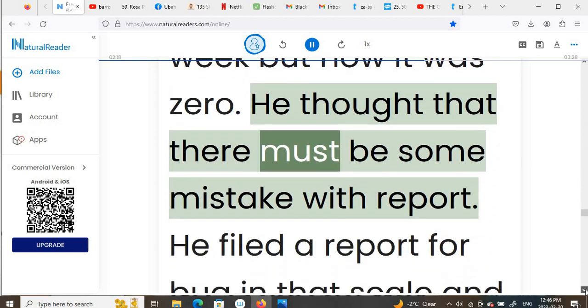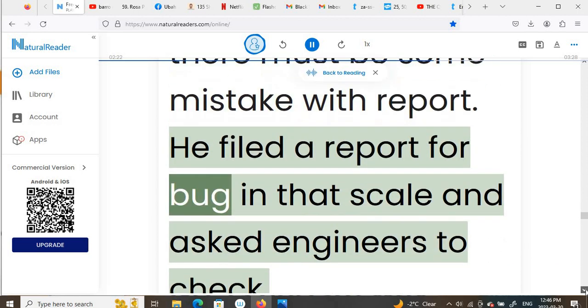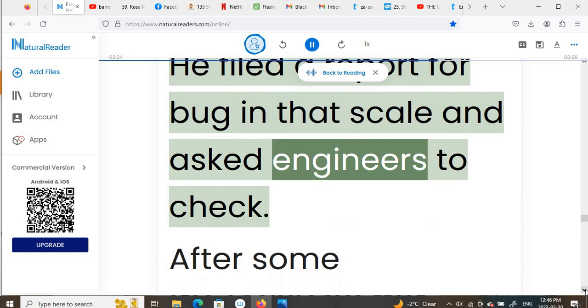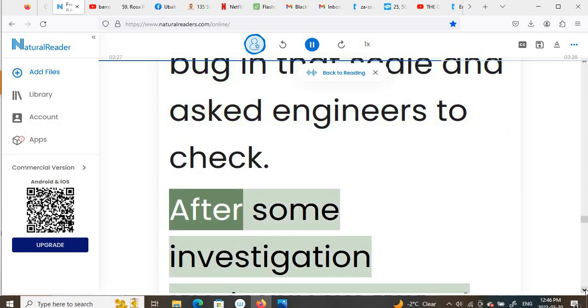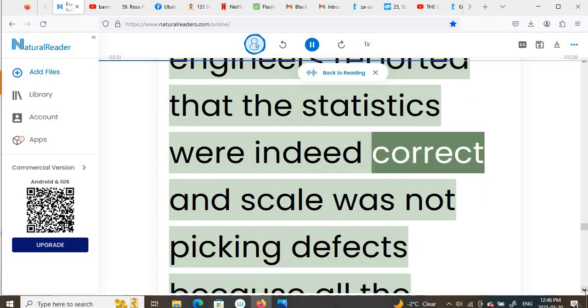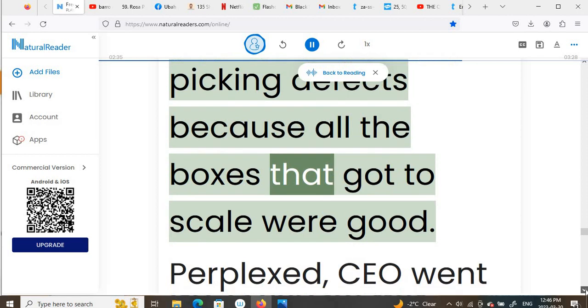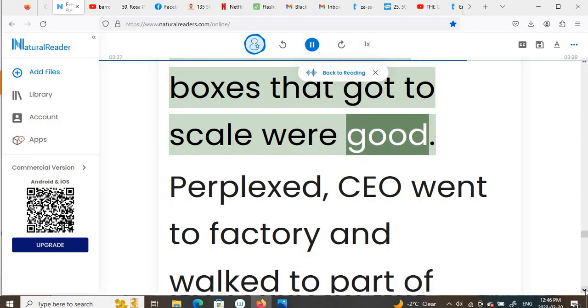He thought that there must be some mistake with the report. He filed a bug report for that scale and asked engineers to check. After some investigation, engineers reported that the statistics were indeed correct and the scale was not picking up defects because all the boxes that got to the scale were good.